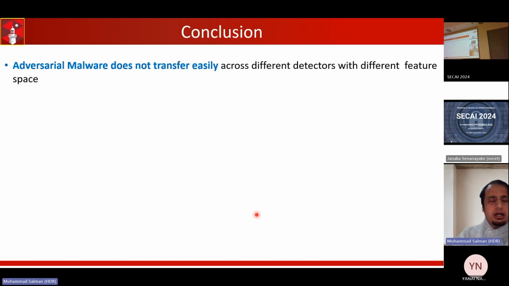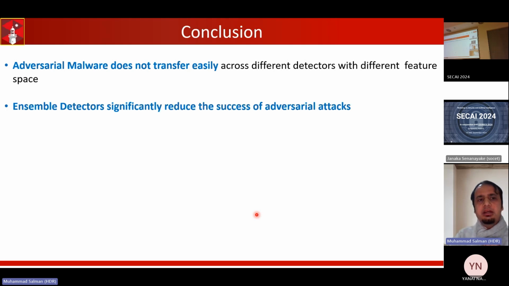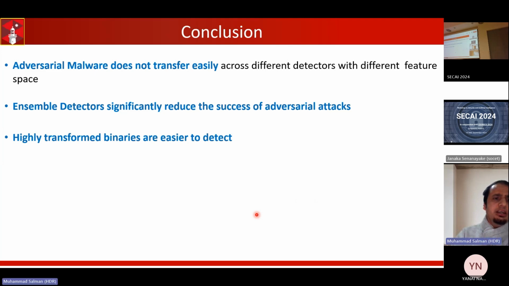So to conclude, we make that adversarial malware does not transfer across different detectors when the feature space is different. Secondly, the ensemble detectors significantly reduce the success of adversarial attacks, as we showed with our ensemble and the VirusTotal. Thirdly, we concluded that the highly transformed binaries are easier to detect.